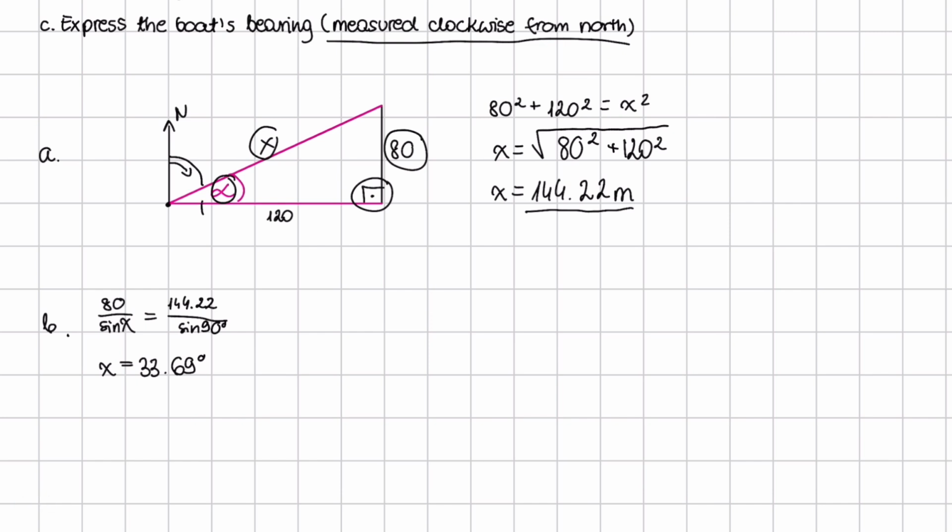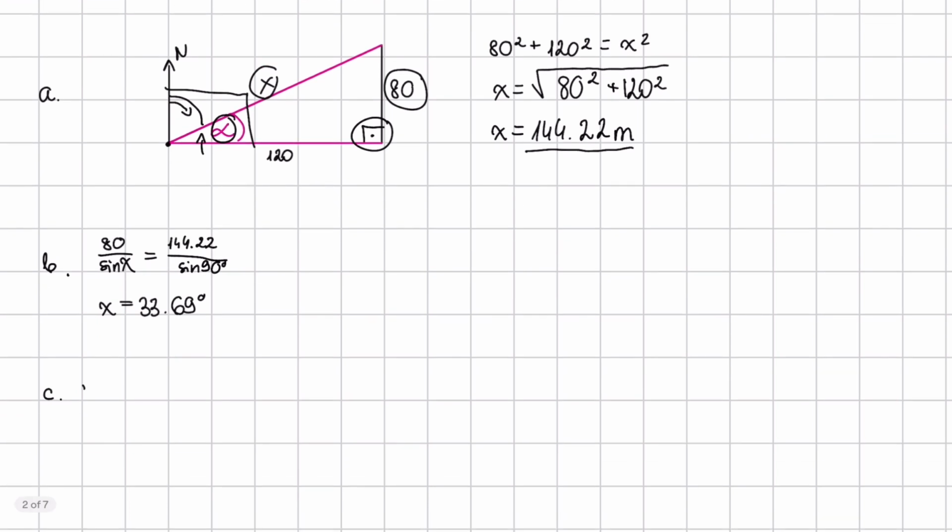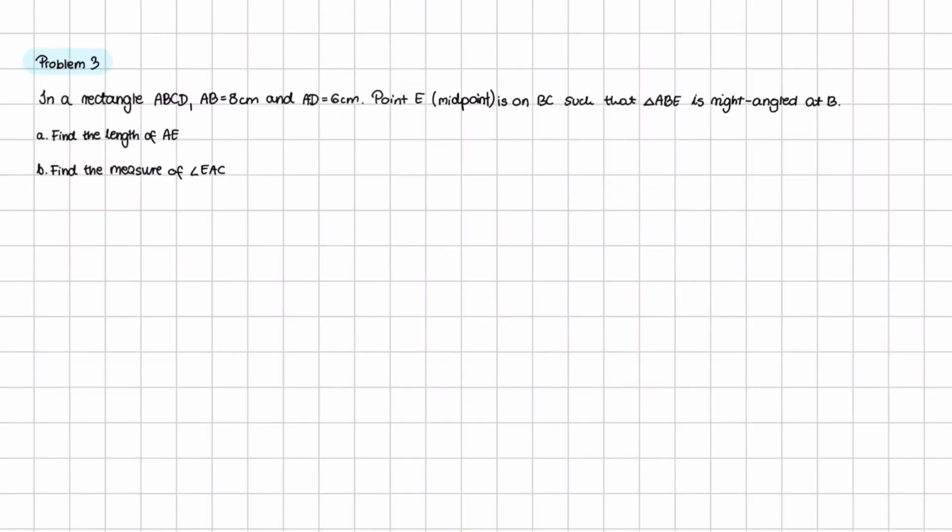However, we already calculated this angle. So here is 90 degrees. So all we need to do is just subtract 33.69 degrees from 90 degrees, and this is basically 56.31 degrees. Problem 3. In a rectangle ABCD, AB equals 8 centimeters and AD equals 6 centimeters.